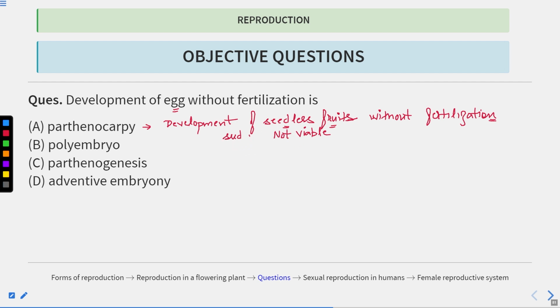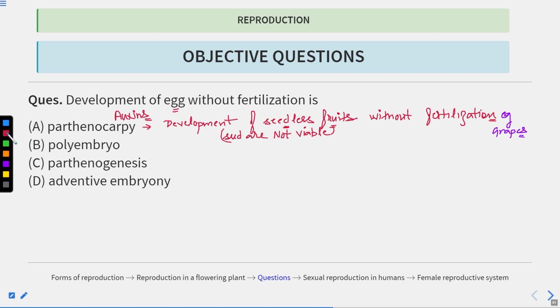During this process of parthenocarpy, seeds which are produced are not viable. The fruits we can call seedless fruits. And this parthenocarpy can be induced with the help of certain plant hormones such as auxins. So auxins can induce parthenocarpy. An example can be grapes and watermelons. So seedless grapes and watermelons can be produced by parthenocarpy. Clear?